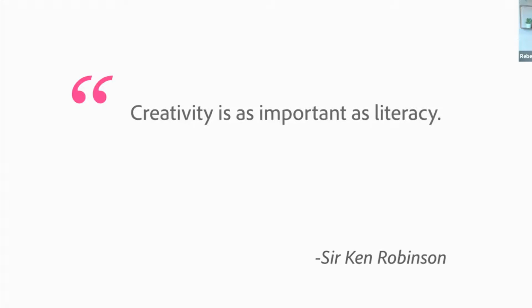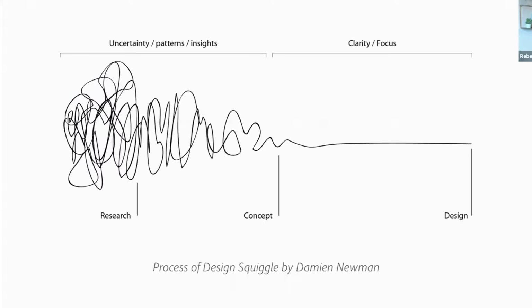I think it's difficult because creativity looks like this. This is the process of design squiggle by Damian Newman. I love this. And that creativity piece happens in the squiggly line space. A lot of teachers in education, and the way that curriculum is designed, for many of us, we're really comfortable in that straight line space. We give content, there's an assessment, and there's not that search for things.